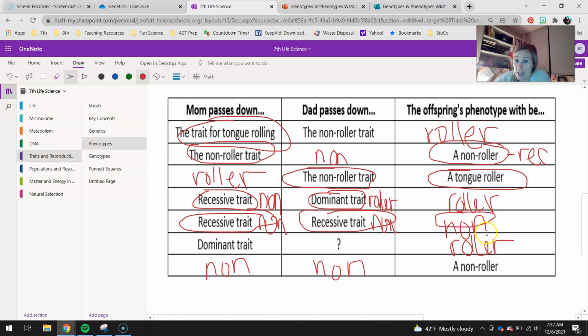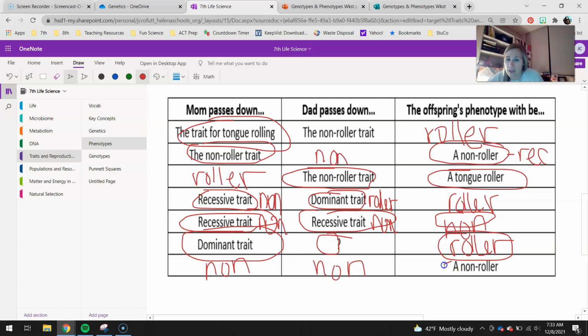They're also going to have the recessive trait, okay? For this one, we don't know what dad passed down, but what we do know is that mom passes down the dominant trait. Remember that anytime that dominant trait is passed down by at least one of the parents, that's what we're going to see in the individual child. So this child is going to be a roller just because mom passed down the dominant trait. It doesn't matter what dad passes down, whether he passes down the dominant roller trait or the recessive non-roller trait. That kid's going to be a roller because mom passed down the dominant trait.